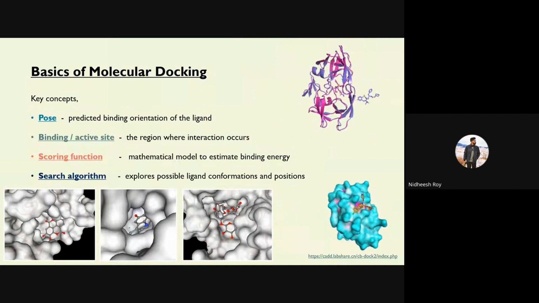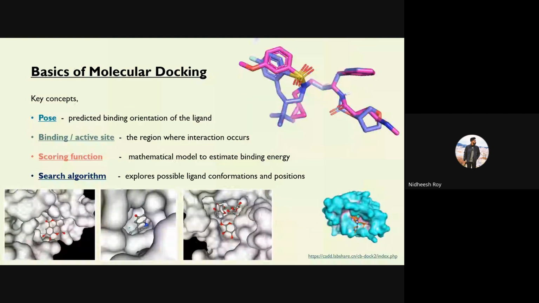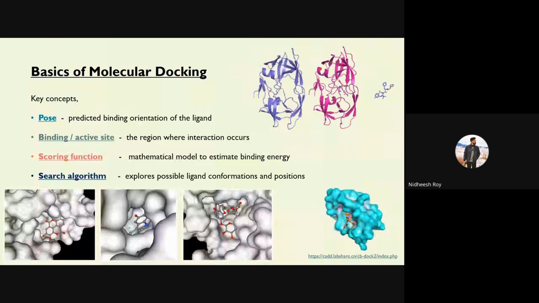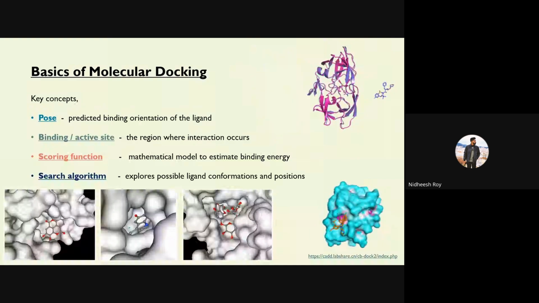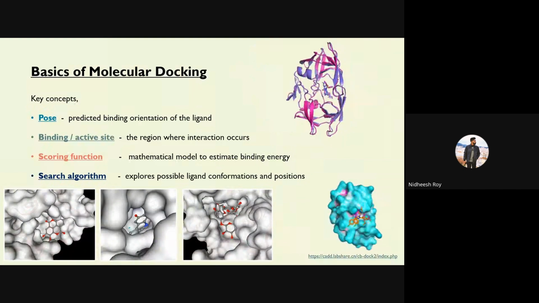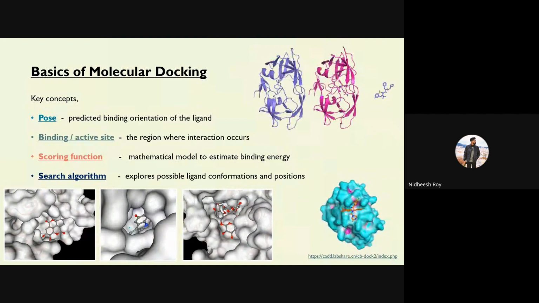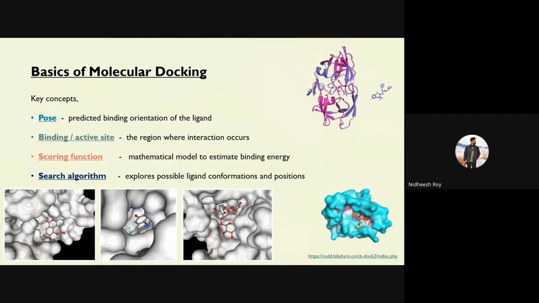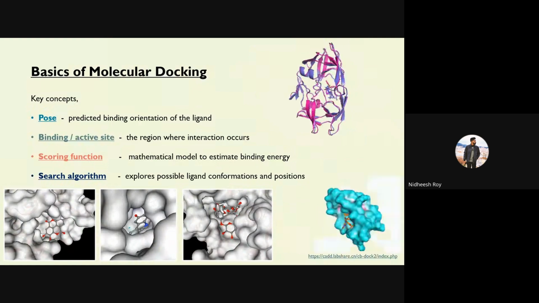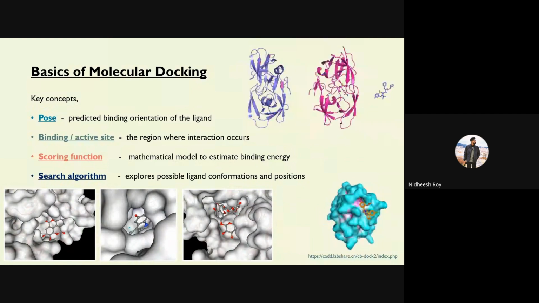To do this, docking software breaks the problem into four key components. First is the pose. A pose refers to the predicted orientation and conformation of a ligand when it binds to a protein. Docking does not give us one single answer. Instead, it generates multiple possible poses, each representing a different way the ligand could fit inside the protein.